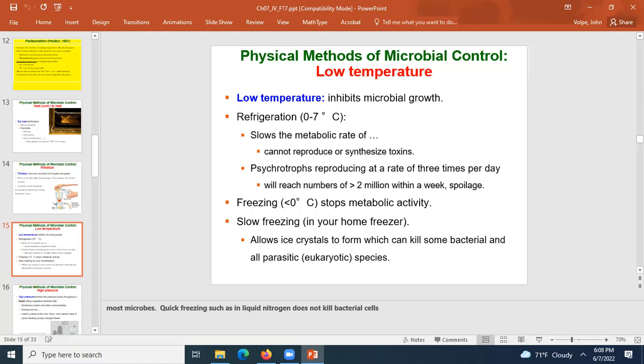If you were to quick freeze, like putting the bacteria in liquid nitrogen, it would freeze so quickly that ice crystals would not form, and that would not kill bacteria, and it may not kill eukaryotic parasites.